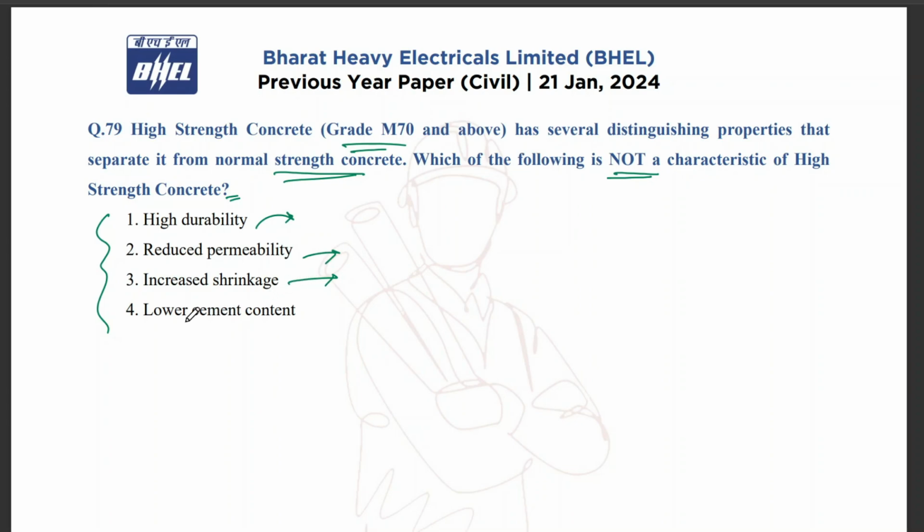And last one is lower cement content. So this will be our answer, because high strength concrete requires a higher cementitious content to achieve its desired strength and durability, because it often incorporates silica fume and fly ash to enhance its performance.